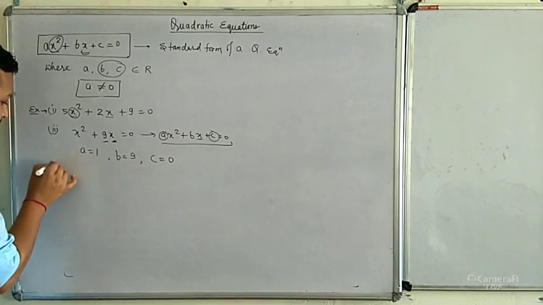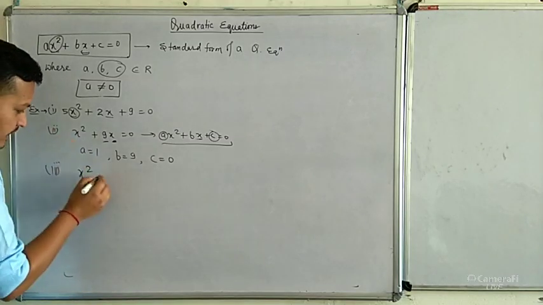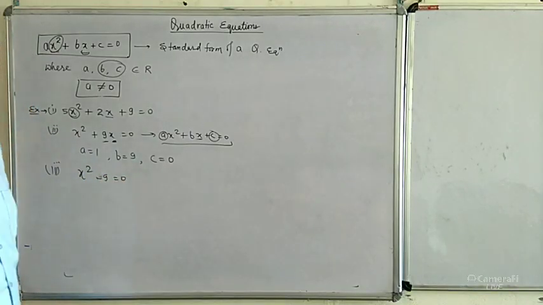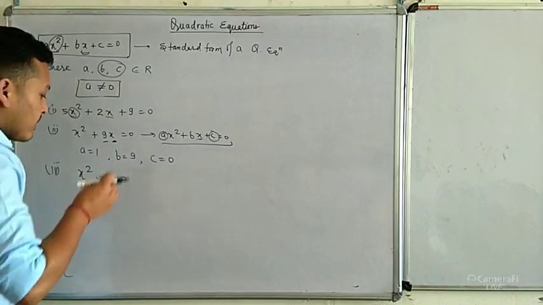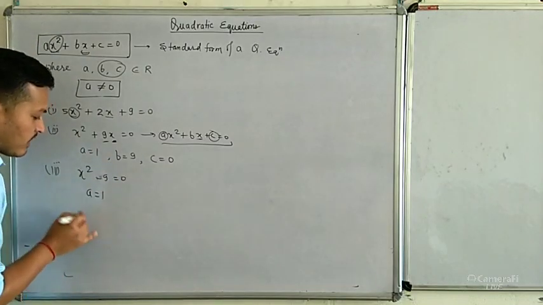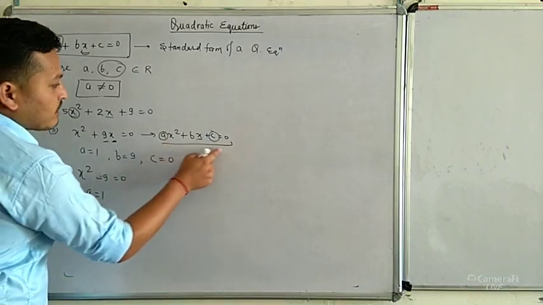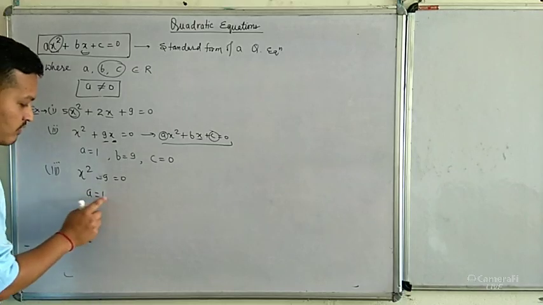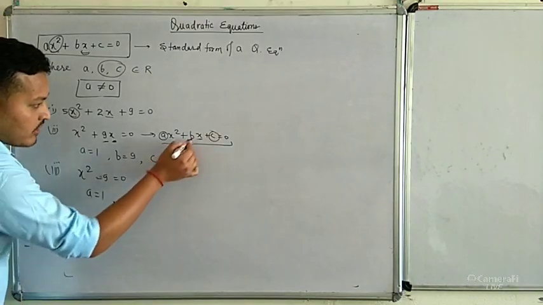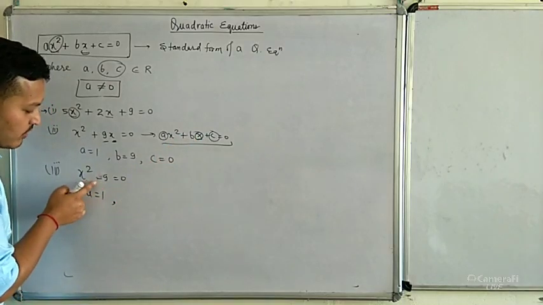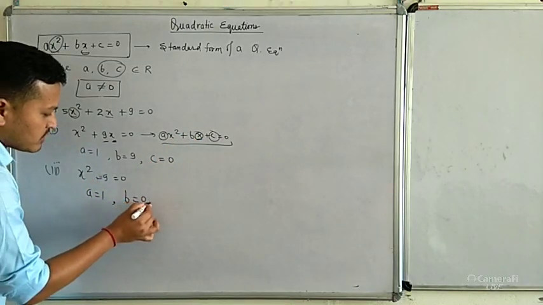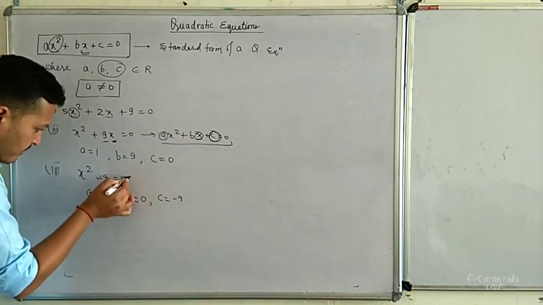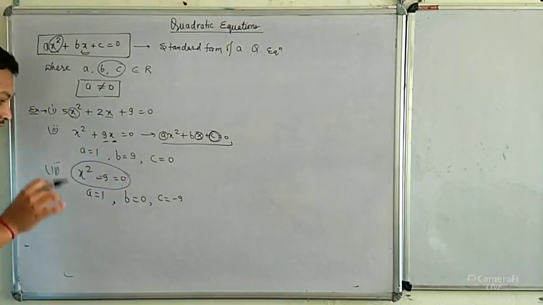Okay, third example, if you are given x square minus 9 is equal to 0, this is also a quadratic equation, because here a is equal to 1. On comparing this equation with ax square plus bx plus c equal to 0, a is equal to 1. And what is the value of b? The coefficient of x is not present here, so b is equal to 0. And what is the value of c? c is the number, so c is equal to minus 9. So remember, this is also a quadratic equation.